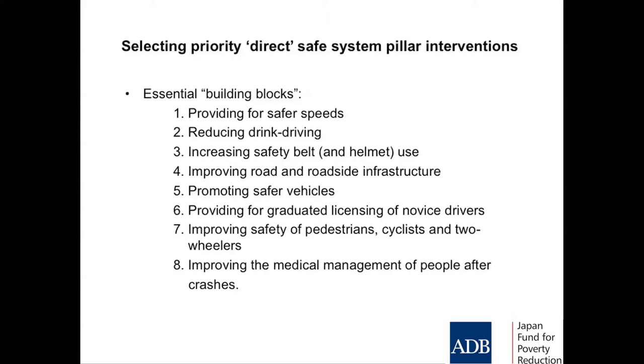Safer speeds, drink driving, increased seatbelt and helmet use, better road and roadside infrastructure, promoting safer vehicles, that's a consumer awareness one. Graduated licensing of drivers, and the implication there is let's make sure they're licensed anyway. Improving the safety of pedestrians, cyclists and two-wheelers, the vulnerable road user problem, which in most of ASEAN is 60 to 75% of the deaths that you have, two-wheelers and pedestrians. Some cyclists, and improving the medical management of people after crashes. It's a pretty logical list, isn't it? The sort of things we would naturally tend to look to do.